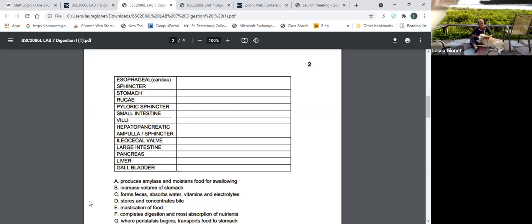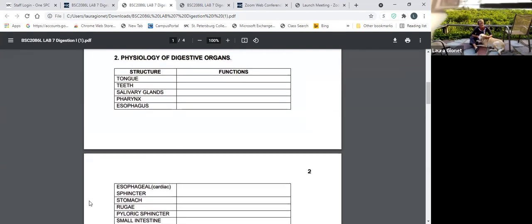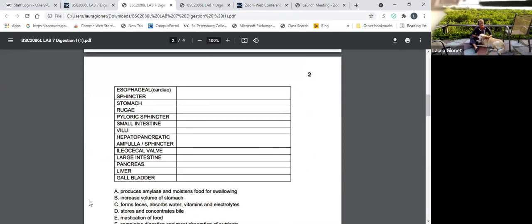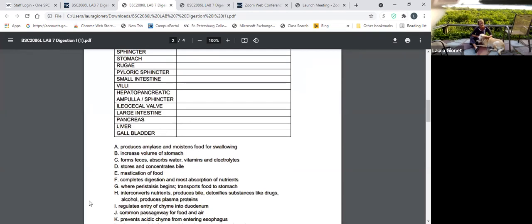C, forms feces, absorbs water, vitamins, and electrolytes. That is the large intestine. D, stores and concentrates bile. That would be the gallbladder. E, mastication of food. That would be teeth up at the top. Mastication is just a fancy word for chewing. F, completes digestion and most absorption of nutrients. That's the small intestine.